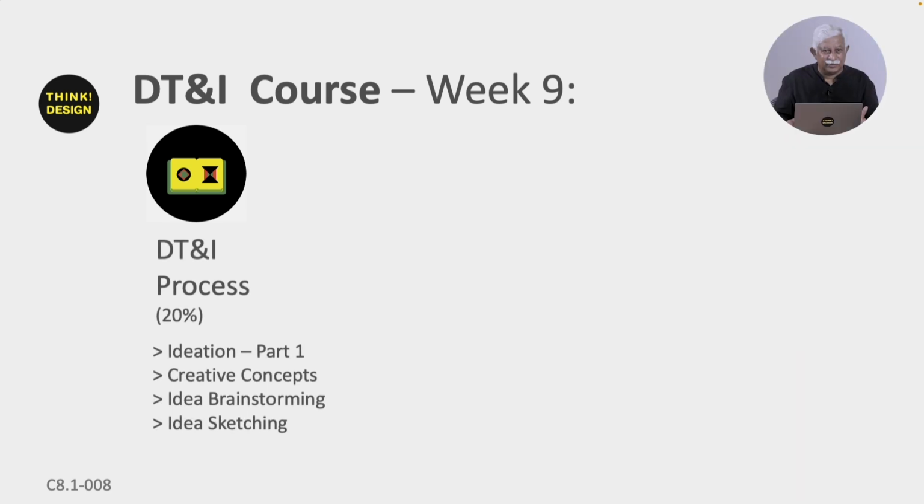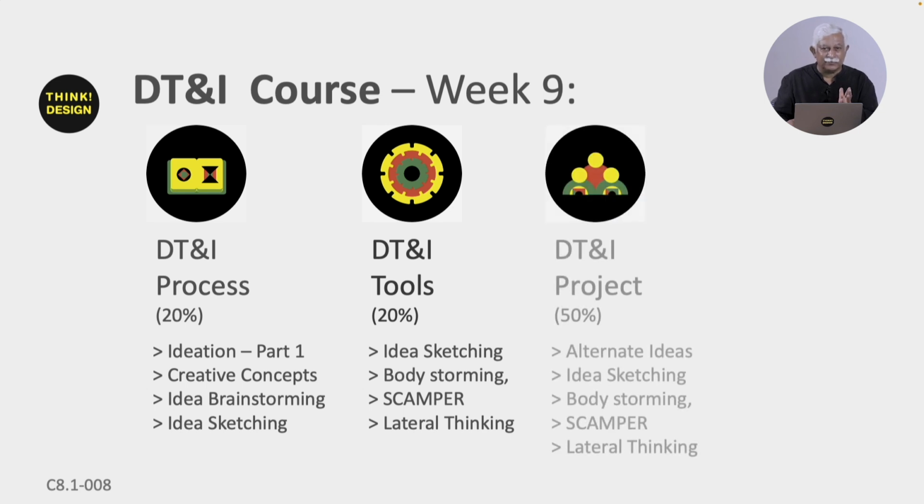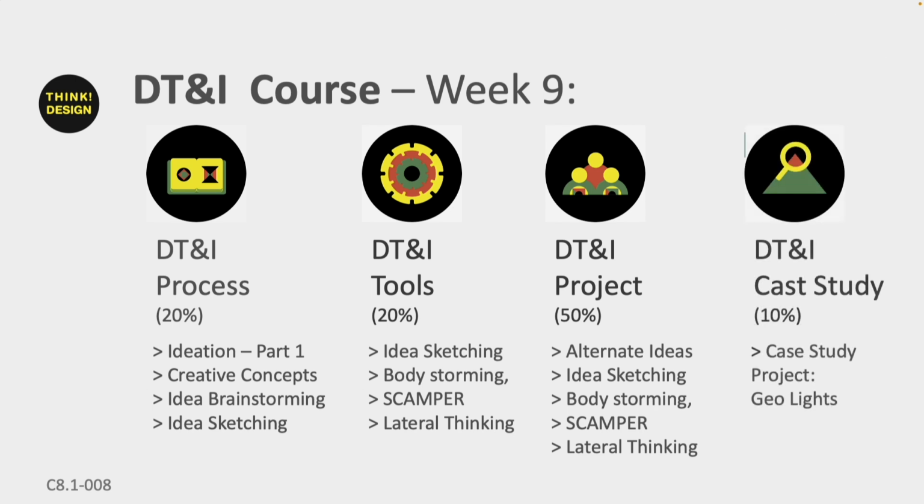Let's look at the week ahead, week 9. We start with the design process, it's ideation part 1, where we'll look at creative concepts, idea brainstorming and idea sketching. And in terms of tools, again, further look at idea sketching, body storming, SCAMPER and lateral thinking, all different methods of coming out with creative alternatives. Implement these in the project and have a look at a case study. The case study is on Geolights.